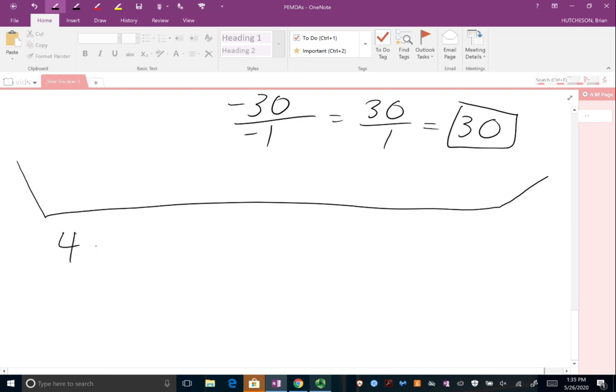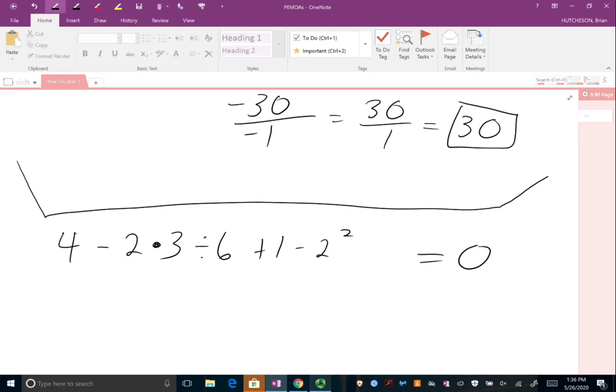So this last problem is 4 minus 2 times a 3 divided by 6 plus a 1 minus 2 squared. And I'm going to leave this problem to you. I am going to tell you the answer is 0.